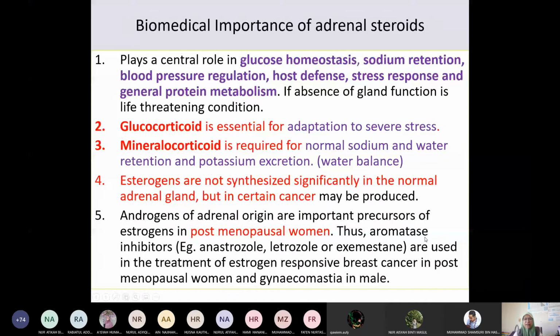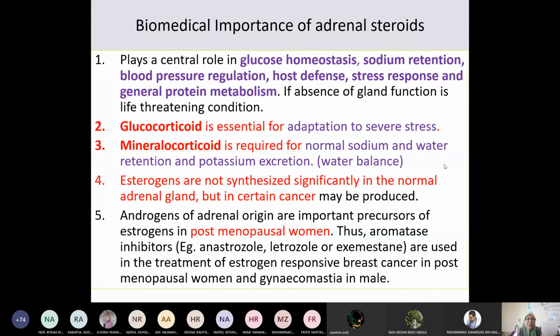Let's talk about the functions of adrenal steroids of biomedical importance. They are very important for glucose homeostasis, especially in fasting. Corticosteroids, I mean the cortisols, increase the gluconeogenesis pathway. Aldosterone is involved in sodium retention and blood pressure regulation. The corticosteroids are also involved in host defense, stress response, and general protein metabolism. In the absence of adrenal gland function, it is a life-threatening condition. You may refer to Addison's disease.